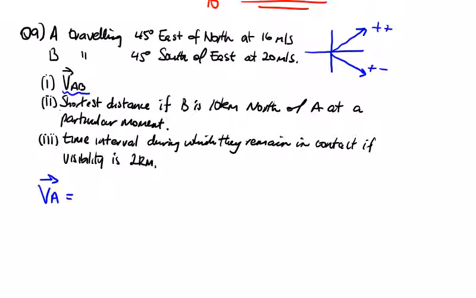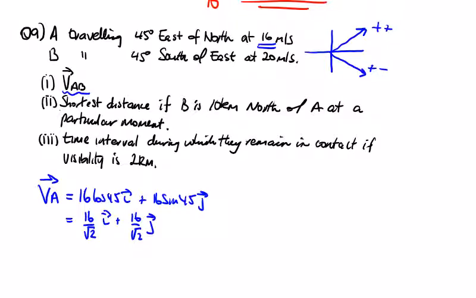So the velocity of A is going to be 16 cos 45 in the I direction plus 16 sin 45 in the J direction, which is 16 over root 2, which is 8 root 2 in the I direction plus 16 over root 2 in the J direction. So 1 over root 2 is root 2 over 2. So we're going to have 8 root 2 in the I direction plus 8 root 2 in the J direction.